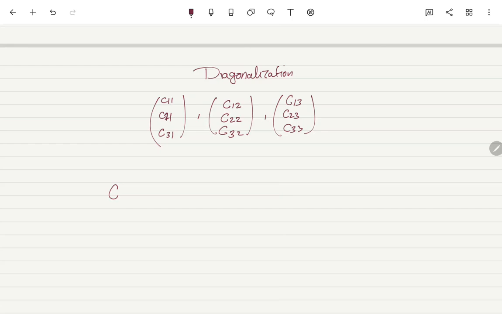Now let's construct the new matrix C, which consists of eigenvectors as columns. So this matrix C is defined as C11, C21, C31, C12, C22, C32, C13, C23, C33. And remember, this matrix C consists of the eigenvectors of lambda 1, lambda 2, and lambda 3.